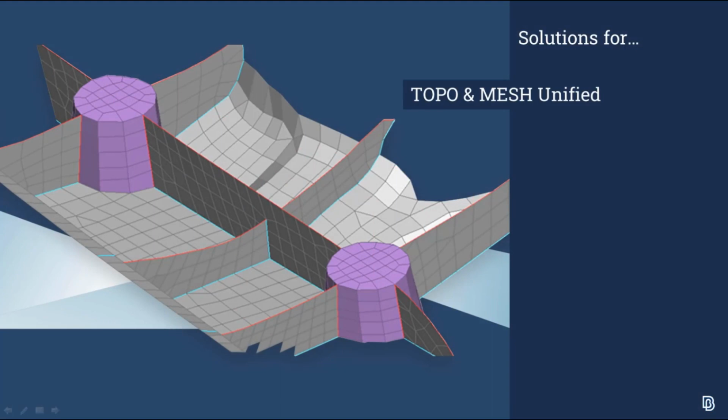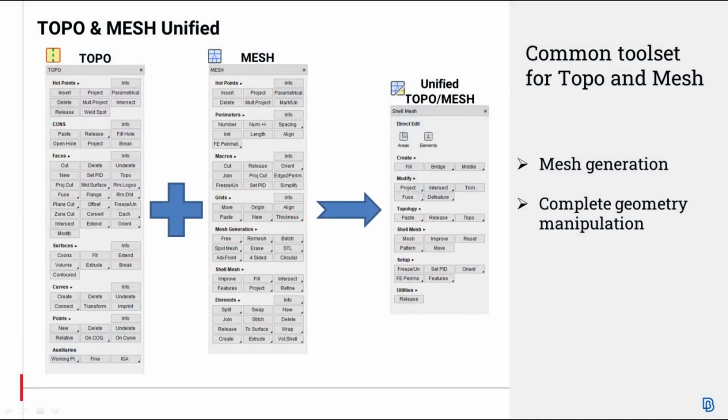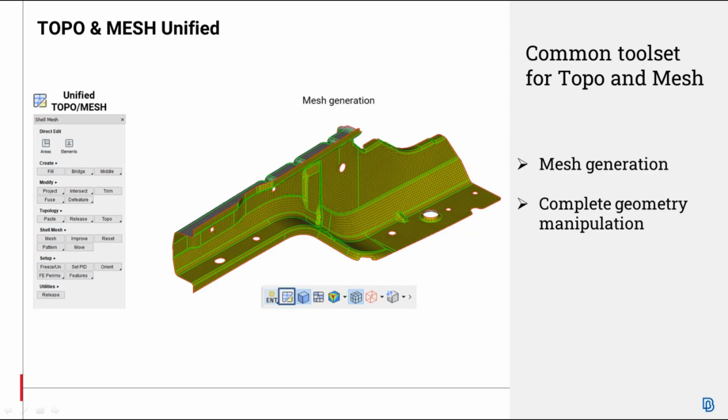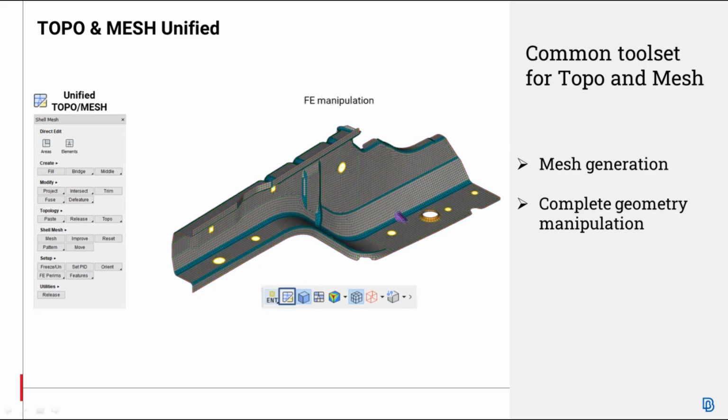Moving on to something which is completely new and is probably one of the most groundbreaking implementations of version 23, the unified topo and mesh. A complete manipulation of geometry and mesh from one toolset is now possible. Some examples include the topo cleanup, the skin creation, the mesh generation, and the FE manipulation.